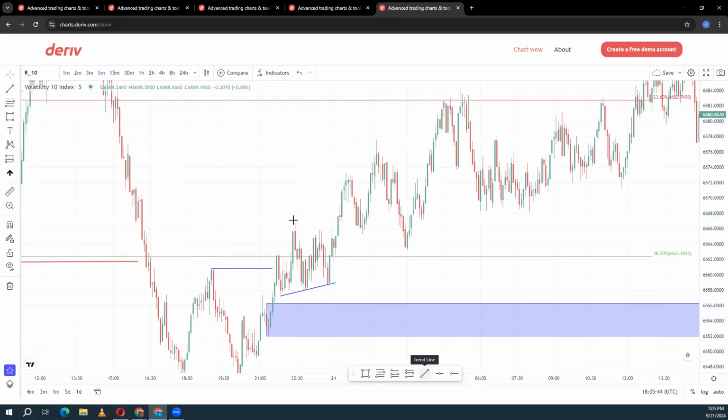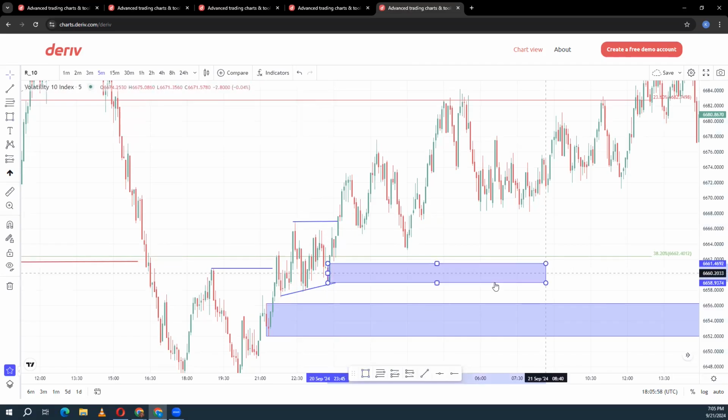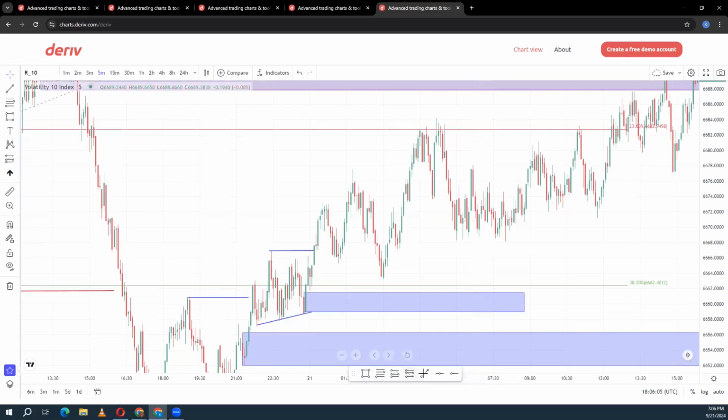You keep following each time it breaks structure. Keep following. It broke structure here. Although I wouldn't have taken this because of this liquidity below it. So when it was coming here, I wouldn't have taken this trade. But then it now broke another high again.